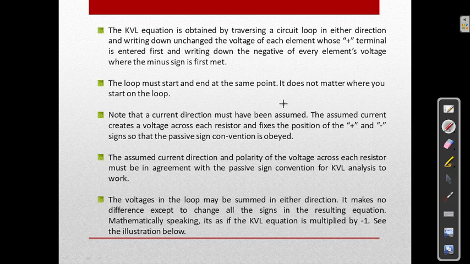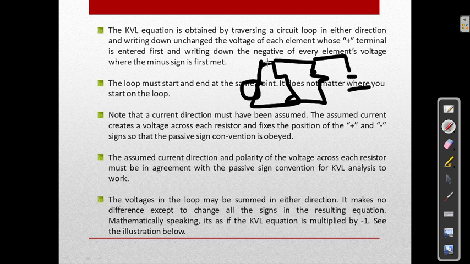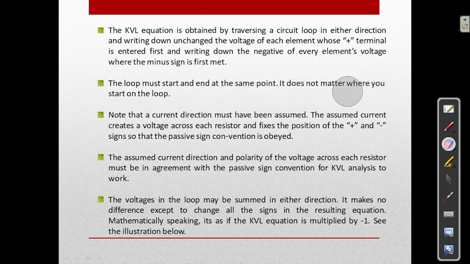The thing is, see, if it is the circuit like this, here it is the circuit, and here it is some volt like that. If you are starting the starting point over here, so you have to end at the same point over here also. We shouldn't take a starting point in some other place, as well as we shouldn't take the end point in some other place. Both should be in the same place. Then note that a current direction must be as assumed.